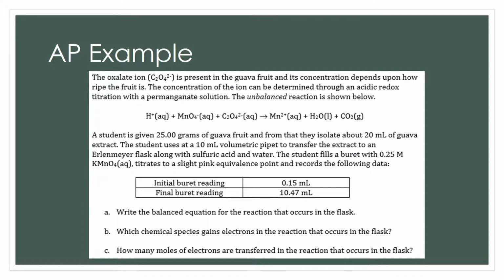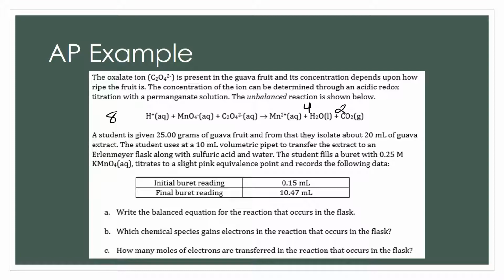Let's take a look at an AP example. The oxalate ion, or C2O4 2-, is present in the guava fruit, and its concentration depends upon how ripe the fruit is. The concentration of the ion can be determined through an acidic redox titration with a permanganate solution. The unbalanced reaction is shown below.